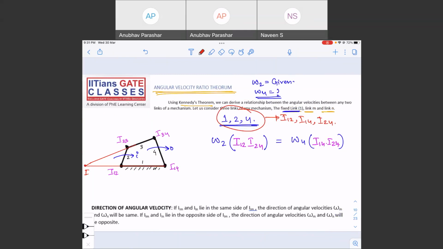This is I24. Right? So basically, what is this considering? This is the length I1224. This is the length I12, I24. And this is the length I1424. This is the length I14, I24.